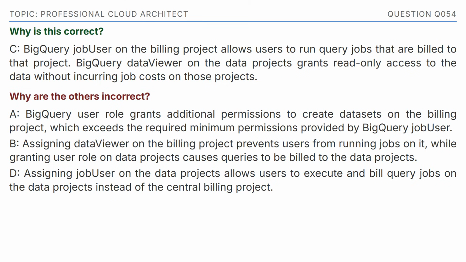Why are the others incorrect? A. BigQuery user role grants additional permissions to create datasets on the billing project, which exceeds the required minimum permissions provided by BigQuery job user. B. Assigning data viewer on the billing project prevents users from running jobs on it, while granting user role on data projects causes queries to be billed to the data projects. D. Assigning job user on the data projects allows users to execute and bill query jobs on the data projects instead of the central billing project.